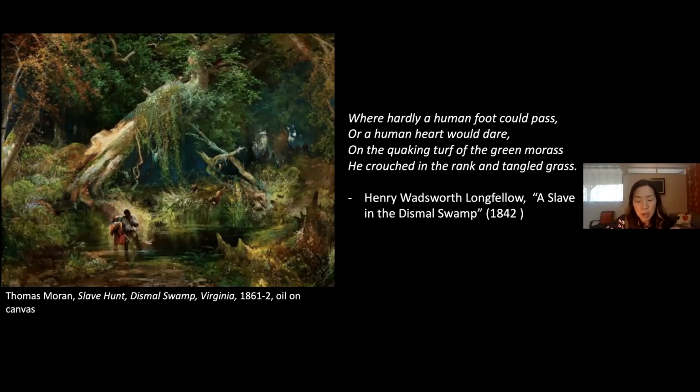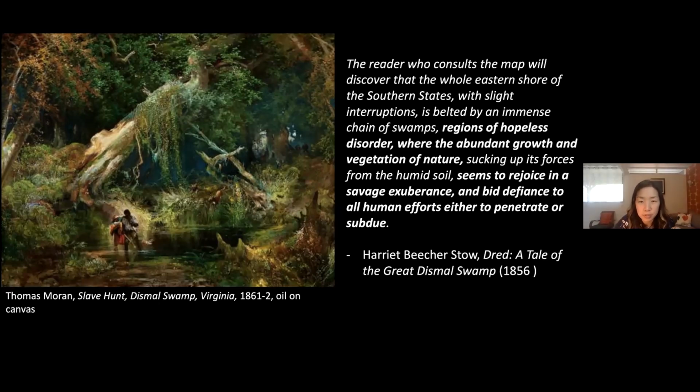The Great Dismal Swamp is also the setting of Harriet Beecher Stowe's 1856 novel Dred, in which the titular character is one of those maroons who rescues escaped slaves and helps them cross the swamp. Stowe describes southern swamps as regions of hopeless disorder, where the abundant growth and vegetation of nature seems to rejoice in a savage exuberance and bid defiance to all human efforts either to penetrate or subdue.